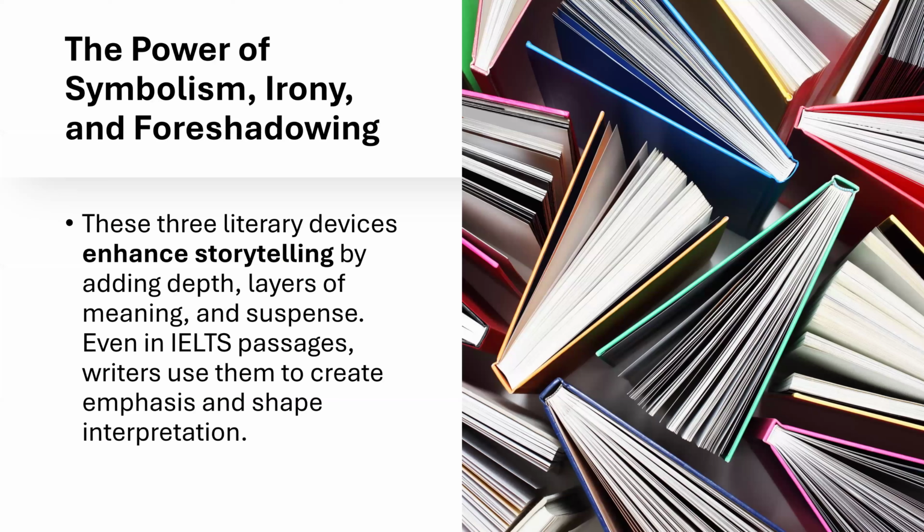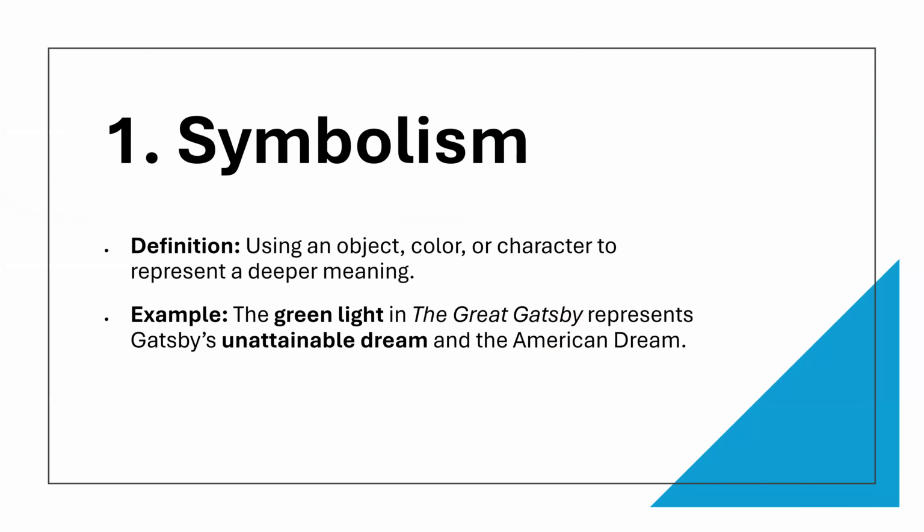The power of symbolism, irony, and foreshadowing. Now, these three literary devices enhance storytelling by adding depth, layers of meaning, and suspense, not only in IELTS passages, but in whatever it is that you're reading. When you see irony, symbolism, and foreshadowing, that's what it's actually doing to that particular text. Symbolism uses an object, a color, or a character to represent a deeper meaning. An example would be the green light in The Great Gatsby, which represents Gatsby's unattainable dream and the American dream.